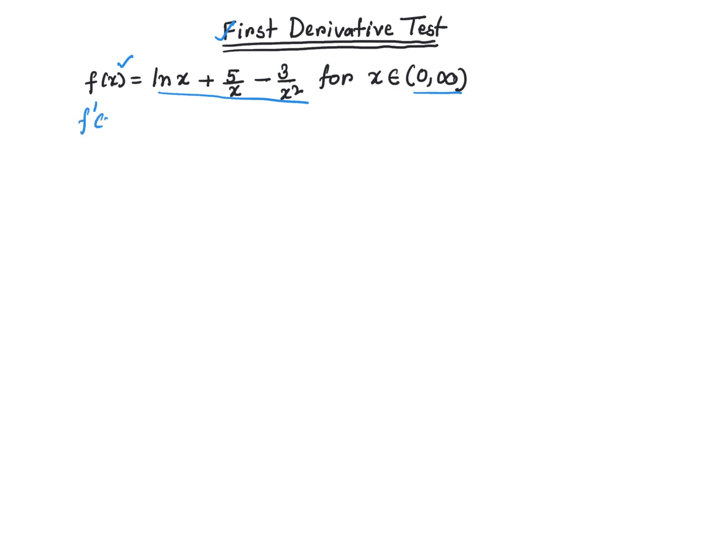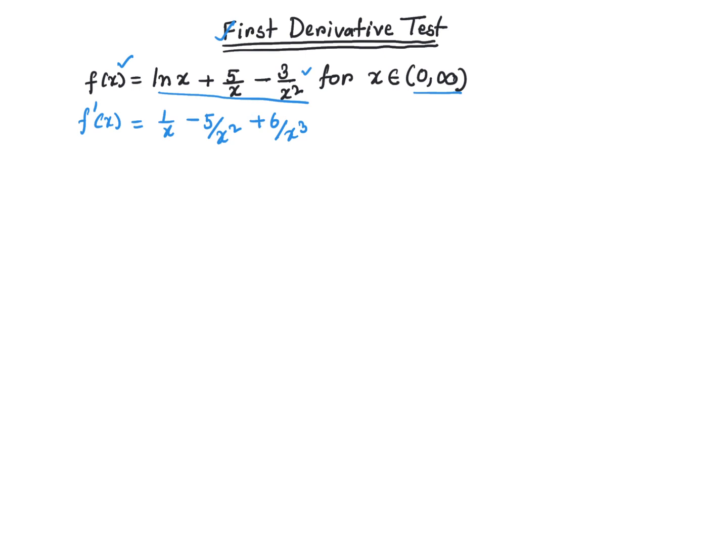So f prime of x is going to be: the derivative of ln of x is 1 over x, plus the derivative of 5 over x using the power rule, which is negative 5 over x squared, and using the power rule for the third term I'm going to get 6 over x cubed. This is just a straightforward application of the power rule and the rules for derivatives.